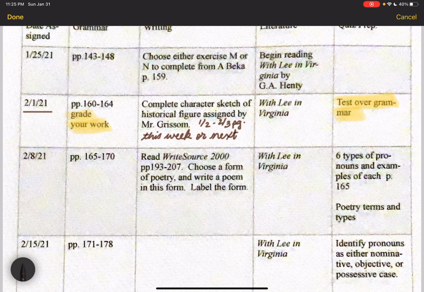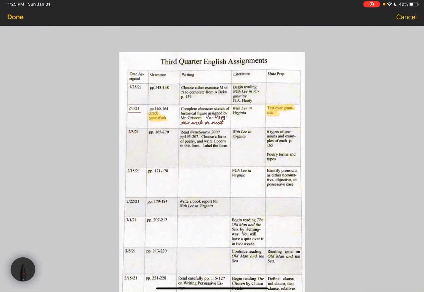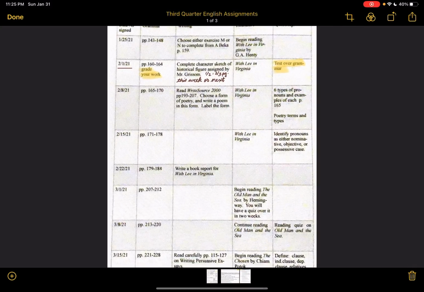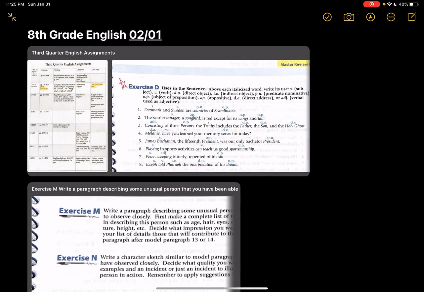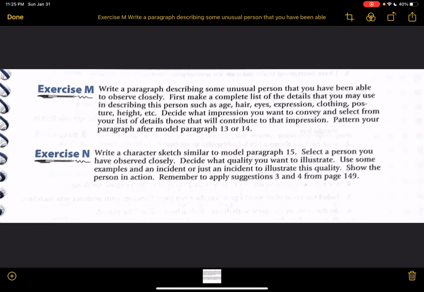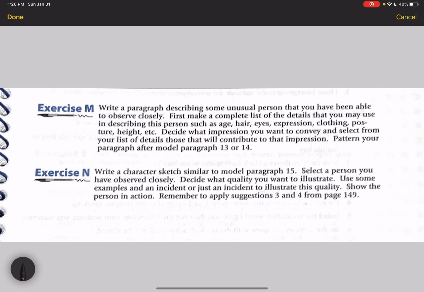Okay, that's your assignment. Let's read about that assignment more. What is a character sketch? So this is in your textbook on page 159, but let's read over these. You can pick either one of these 2 options.